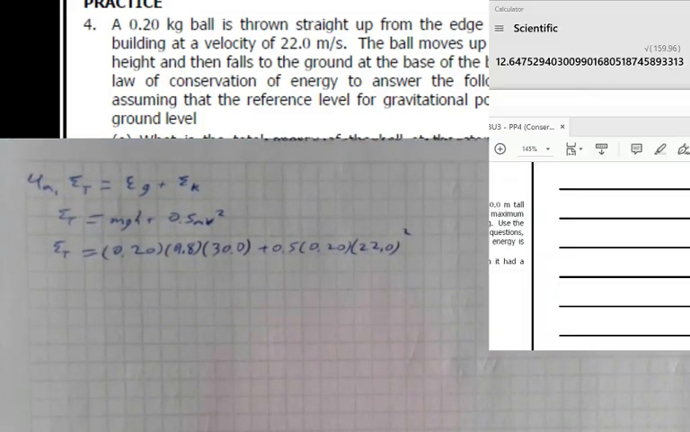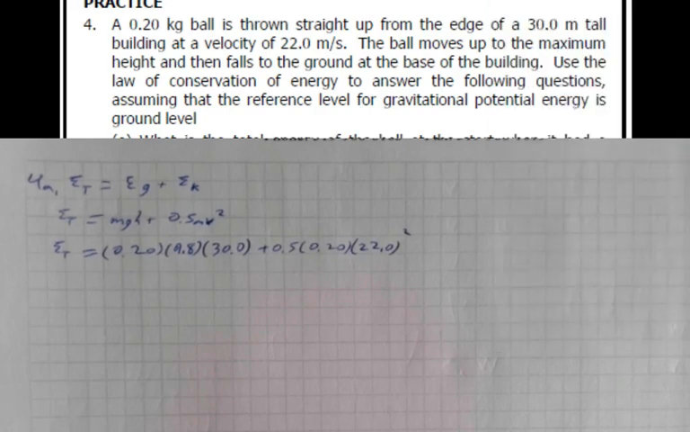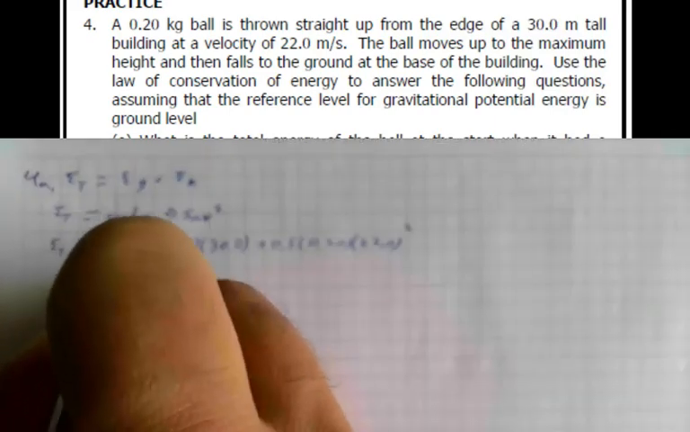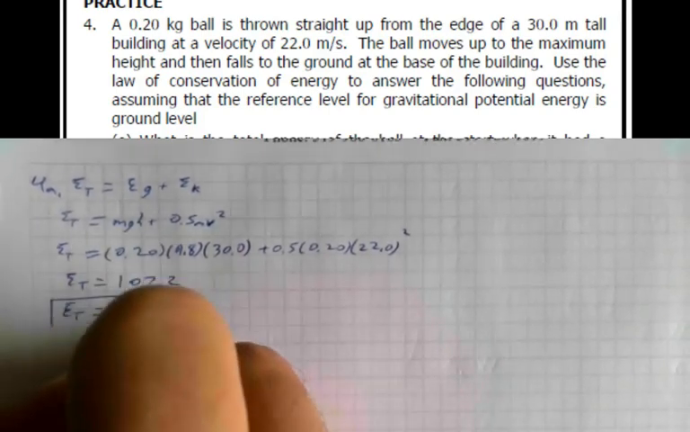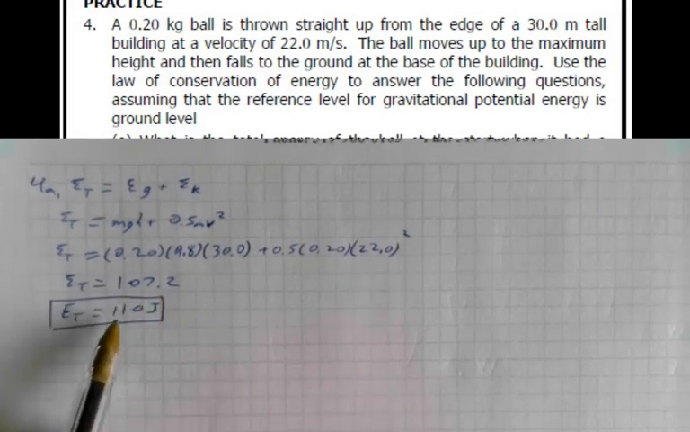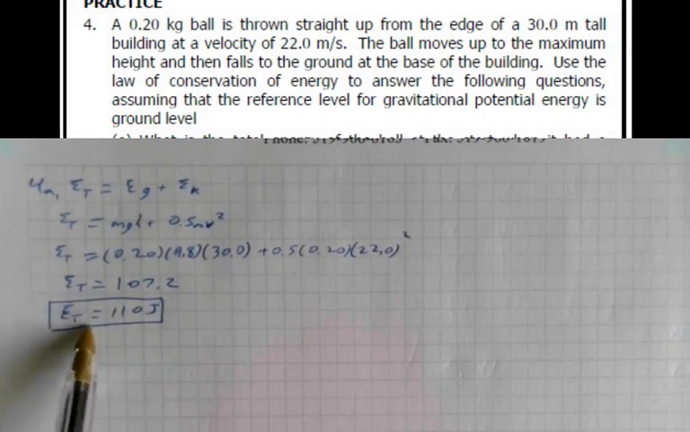So with all of that, 0.2 times 9.8 times 30 plus 0.5 times 0.2 times 22 squared. So we have 107.2 joules. And that would round to 110. So ET equals 107.2, but my reported answer is 110 joules. So this is kind of the proper way to show your calculations. First we show a non-rounded solution, and then we show our reported solution.